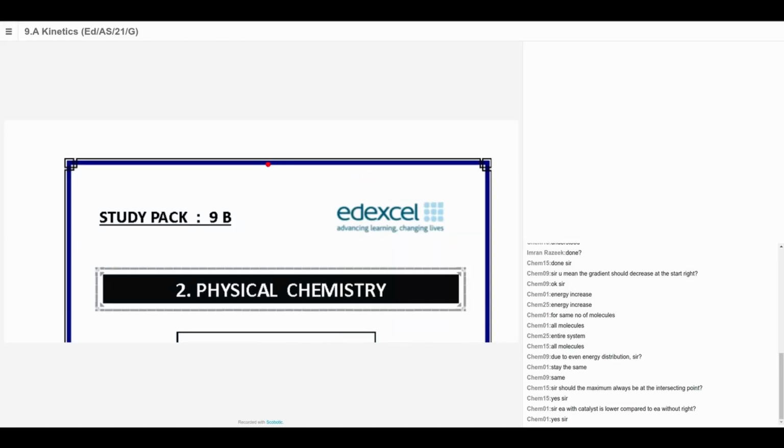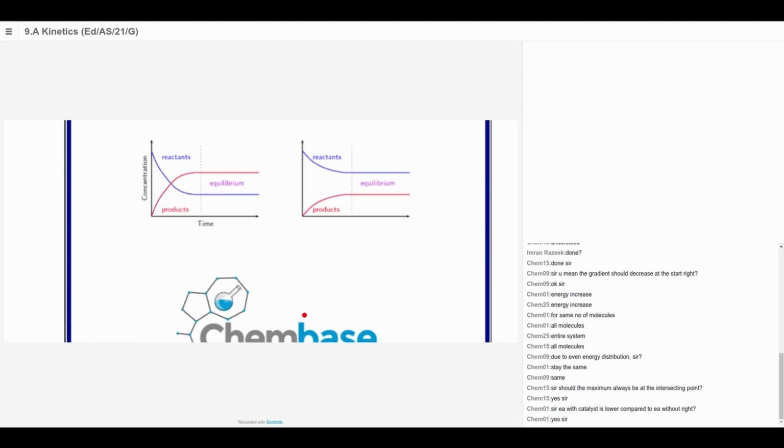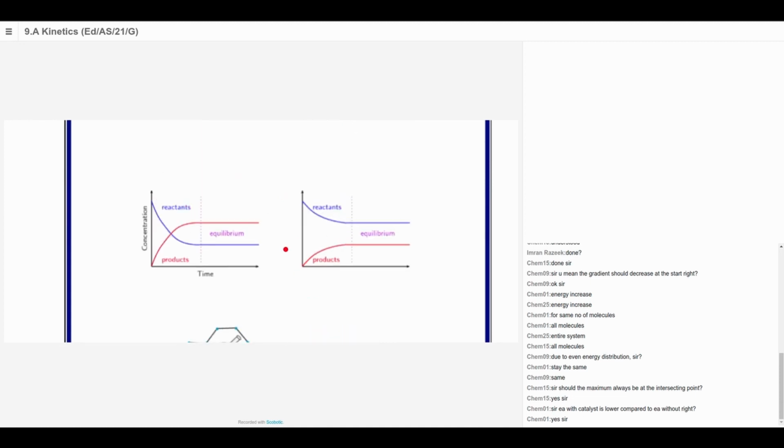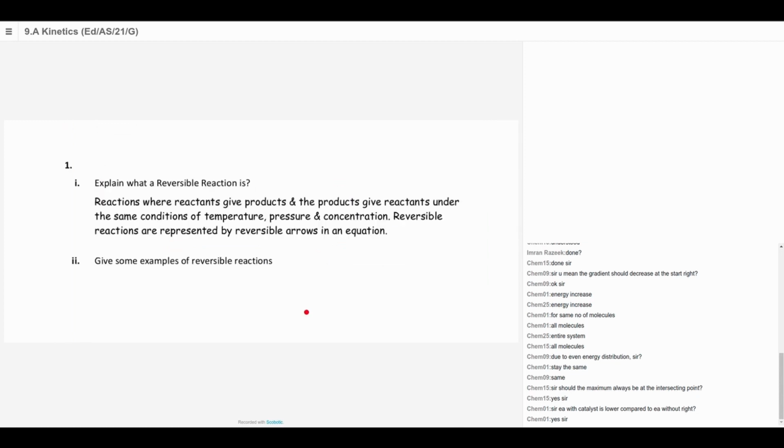Equilibrium. We'll be studying reversible reactions and equilibria reactions, chemical equilibrium, and also the factors which affect the equilibrium. I would say most of it, like 90% of this chapter, is what you have studied for O levels. Nothing, only Le Chatelier's principle is introduced. The rest of it is all what you have done before.